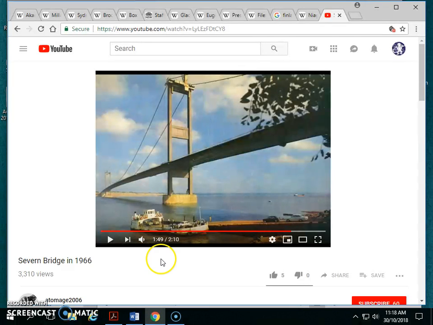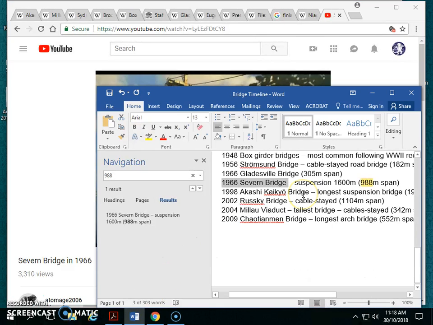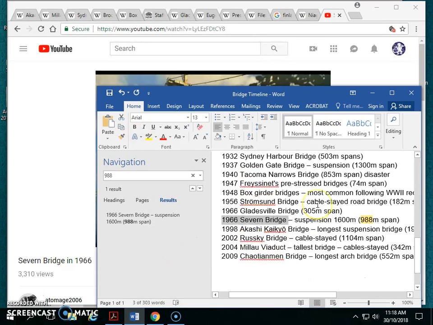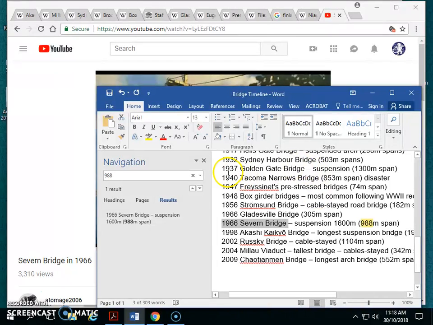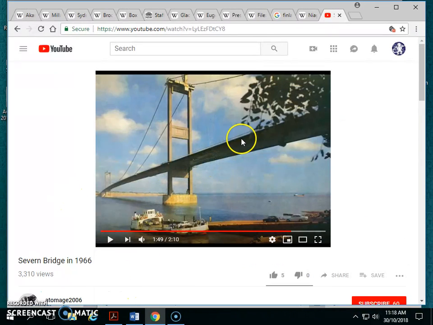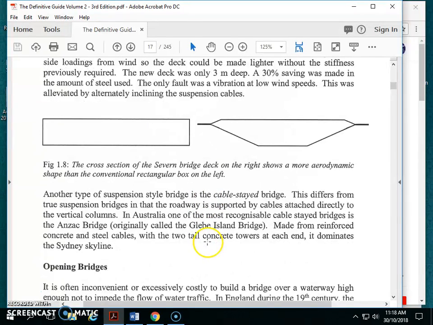So it's pretty significant. And the next big ones that we're going to get to, well, no, actually, already by that stage, there was a bridge that was longer. But its efficiency is the thing that we're concerned about. Okay.